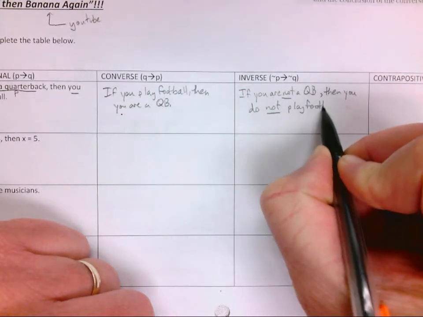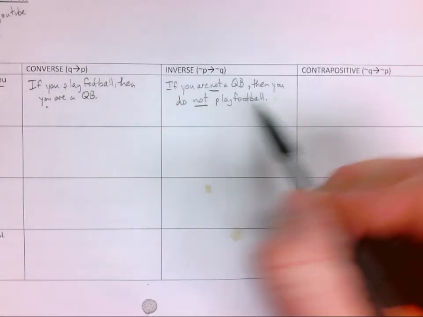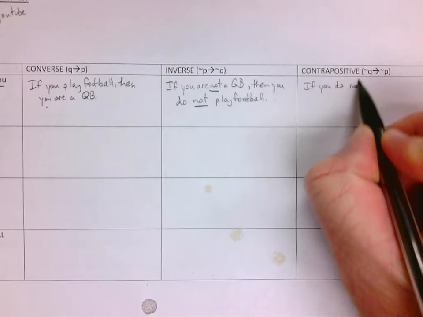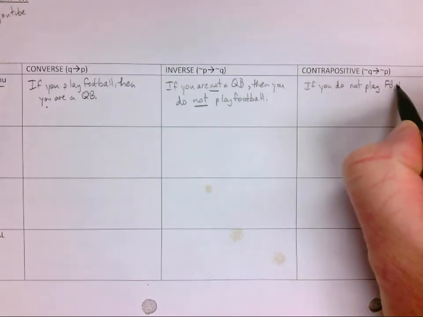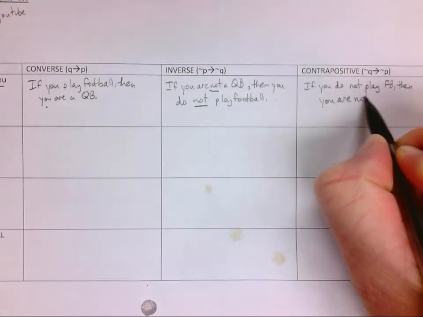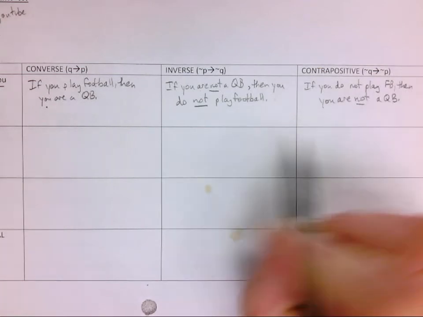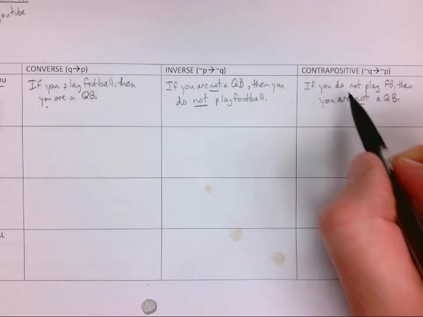And then the contrapositive is the converse of the inverse. So we switch the inverse around. If you do not play football, then you are not a quarterback. And generally, if you start out with a statement that's true, the contrapositive is always true. Because if you don't play football, then you can't be a quarterback.